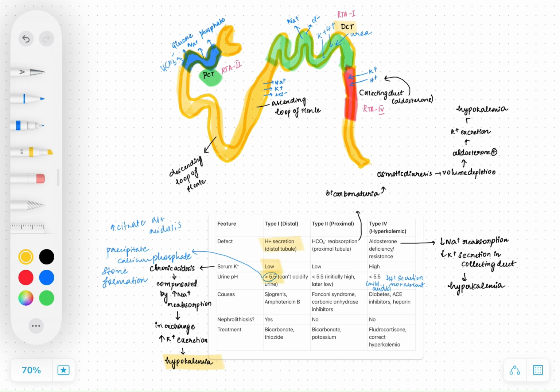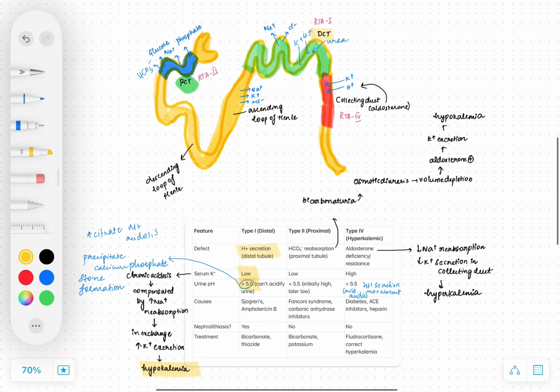The causes are Sjogren's syndrome and amphotericin B. There will be nephrolithiasis because of this precipitation of calcium phosphate stones. The treatment is bicarbonate and thiazides. So next is type 2.